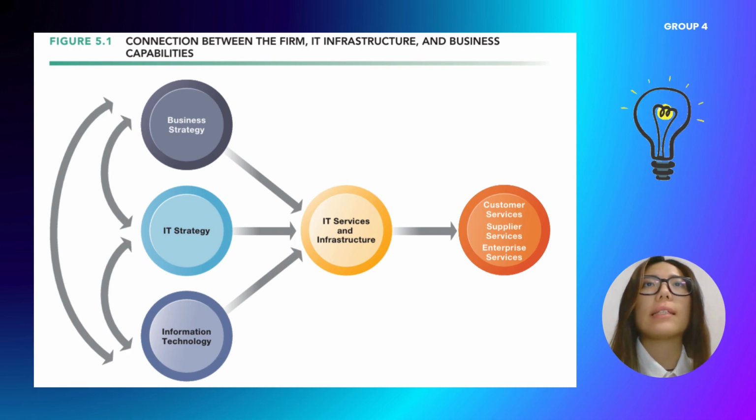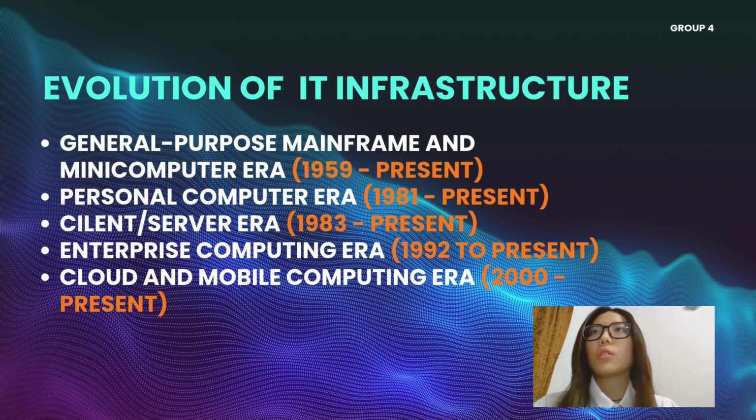Figure 1.1 shows that a firm's IT infrastructure provides the foundation for serving customers, working with vendors, and managing internal firm's business processes. Next is evolution of IT infrastructure. First is general purpose mainframe and mini computer era, which is 1959 to present. Second is personal computer era, which is 1981 to present. Third is client or server era, which is 1983 to present. Fourth is enterprise computing era, which is 1992 to present. The last is cloud and mobile computing era, which is 2000 to present.